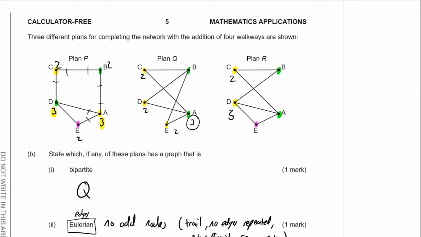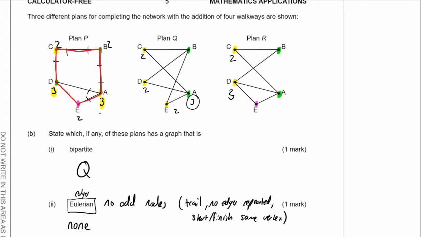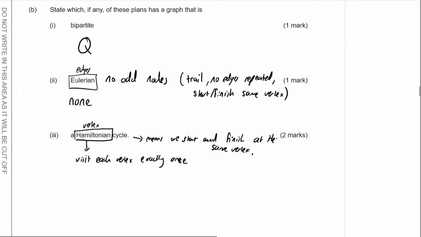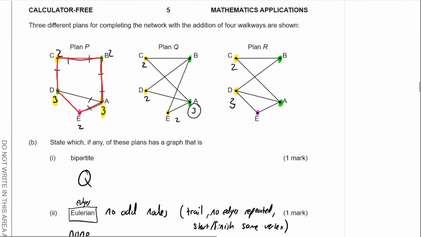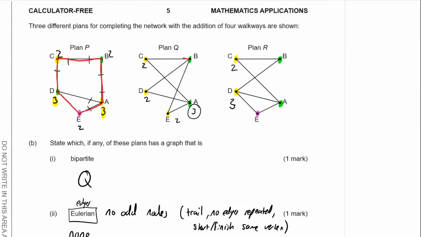So what we're going to do is we're going to see if we can draw a route. So plan P, boop, boop, boop, boop, boop. Yep, I've got a path that visits each vertex, and I've started and finished at the same vertex. So plan P is definitely one of them. Then let's go to C. So C, I could go to B, A, E. Oh, now I've got to go back to B.